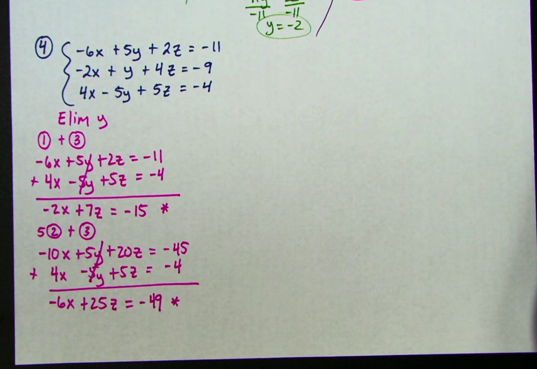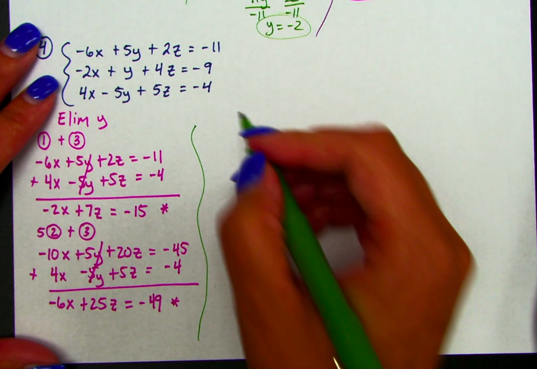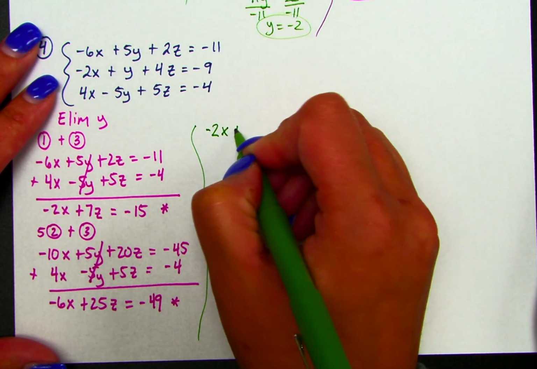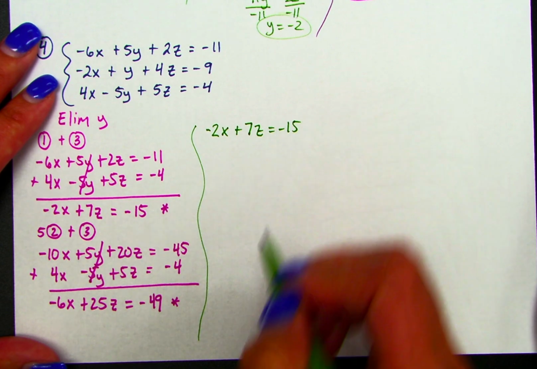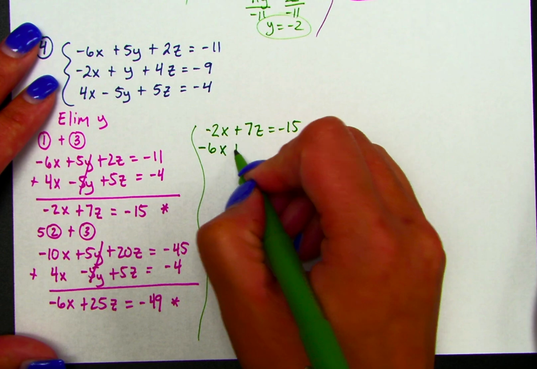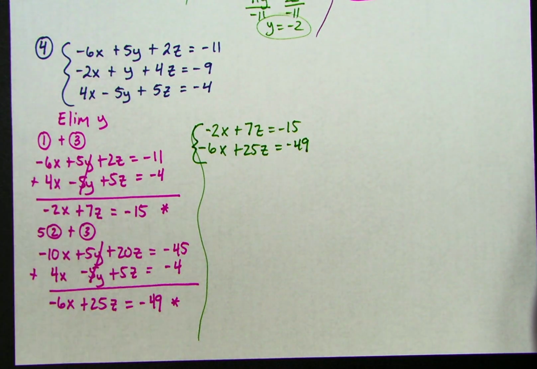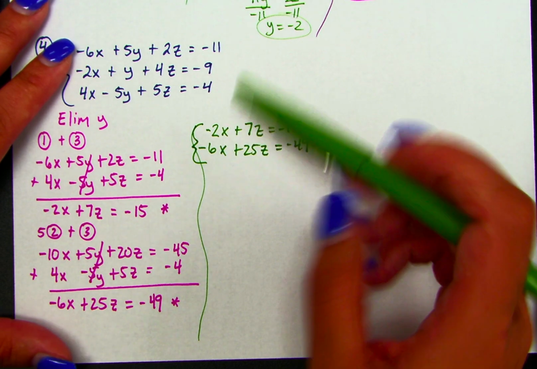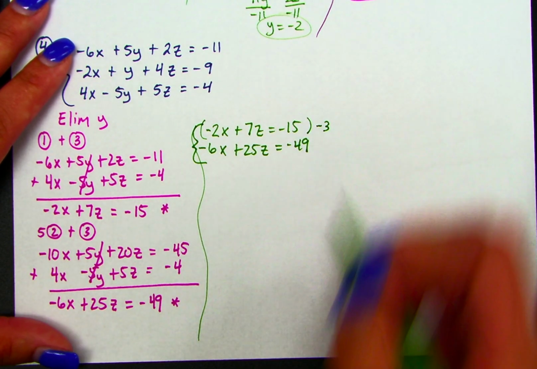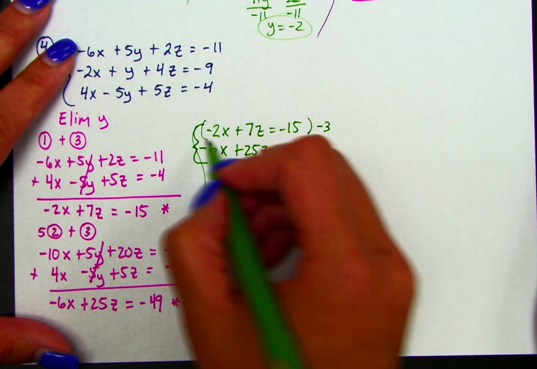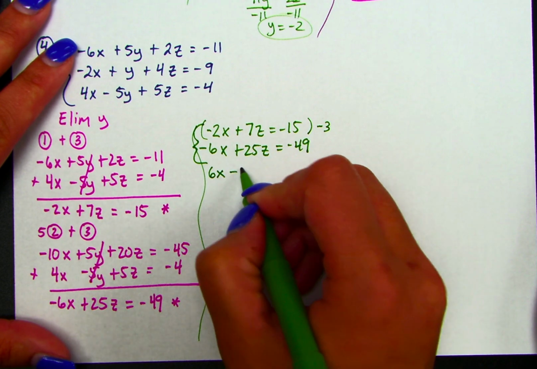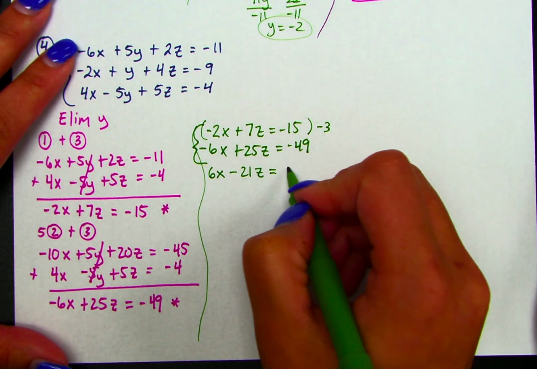So we're going to combine those two new equations together. So in my new system, we now need to solve -2x plus 7z equals -15, and -6x plus 25z equals -49. So this is my new system. And again, if we want, we can switch to substitution if we think that would be easier, or we would continue with elimination. So looking at this, it would be easier to eliminate x because I can take this top equation times -3. So that will give me a positive 6x minus 21z, and then equals a positive 45.